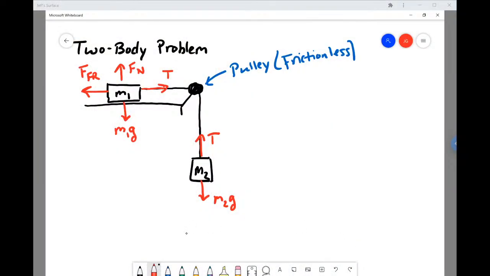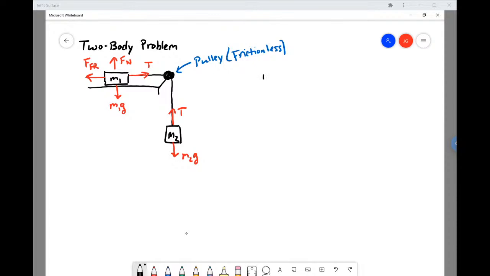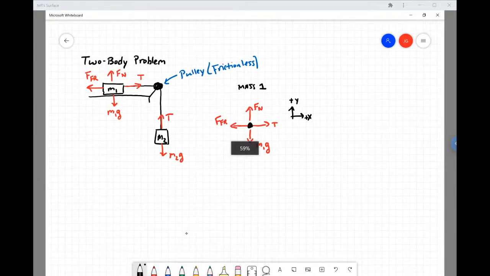All right. So let's do this. I'll make this a little smaller, and I'll do a free body diagram for mass 1. And so here's mass 1, and we've got the normal force, the tension force, the weight m1 times g, and, ooh, sometimes I click the eraser by accident, and then we've got the friction force. All right, and for this free body diagram, I'll call up positive y, and to the right positive x. I'm trying to fit a lot on this slide.